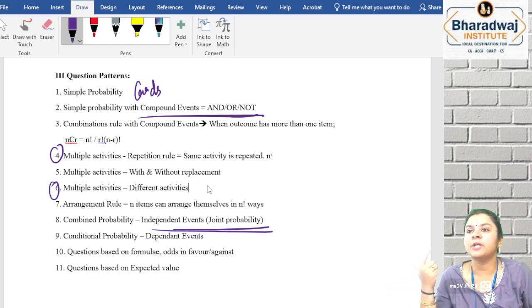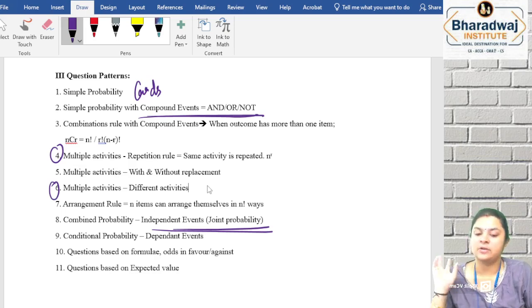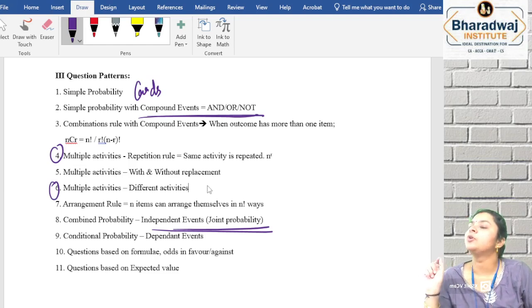A, B and C attempt a question independently. What is the probability that the problem is solved? Problem is solved means A can solve or B can solve or C can solve, or all 3 can solve, or any 2 can solve. So we will do it as 1 minus not solving. Correct? So 1 minus A dash, B dash, C dash. So what is the rule here? When the probabilities are independently given to you, you will multiply the probabilities to find the combined probability. This is the important point to remember here.